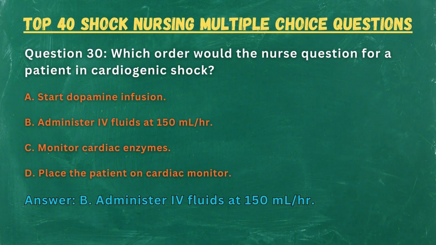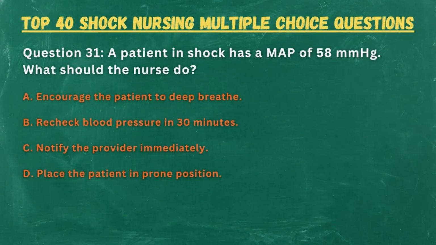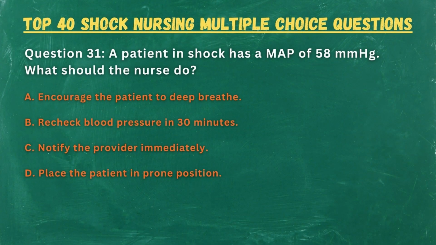Answer: B. Administer IV fluids at 150 milliliters per hour. Question 31. A patient in shock has a mean arterial pressure of 58 millimeters of mercury. What should the nurse do? A. Encourage the patient to deep breathe. B. Recheck blood pressure in 30 minutes. C. Notify the provider immediately. D. Place the patient in prone position.